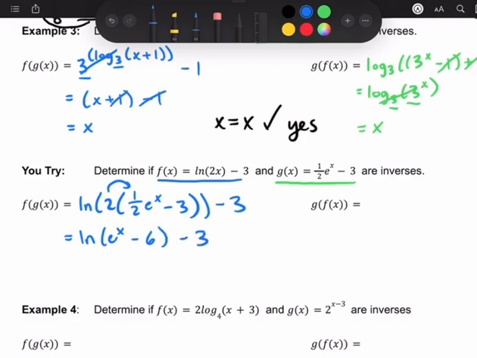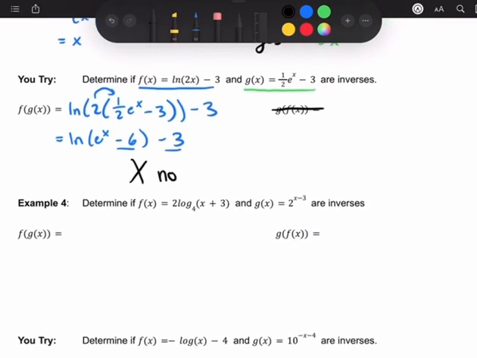So we can stop right here, and we can go ahead and see that this function will not simplify to x, as we can already see that this negative 6 and negative 3 will not cancel out. So we can go ahead and stop our work here and conclude that no, these two functions are not inverses of each other. Therefore, we don't even have to solve for g of f of x. Okay, so let's do this again in the fourth example.